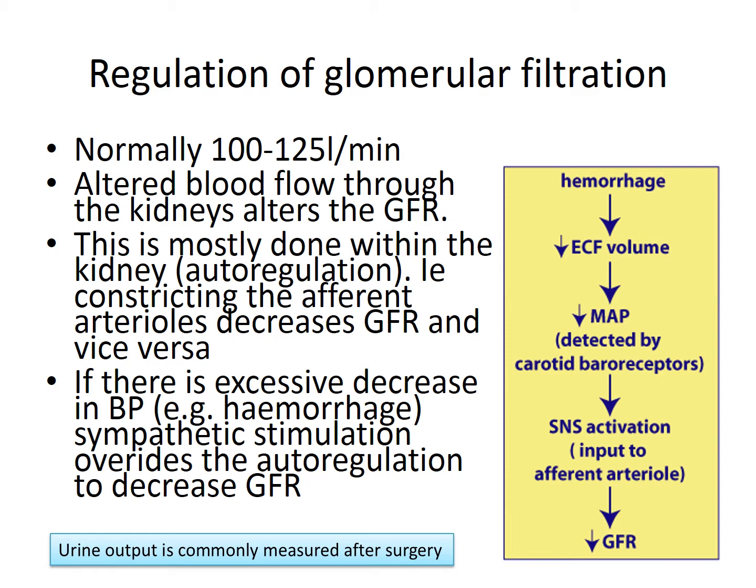They're going to pick up the fact that the mean arterial pressure has gone down. That will activate the sympathetic nervous system, which will then send a message to the kidney to constrict the afferent arteriole. That means that the glomerular filtration rate is now going to be decreased, which means you're going to produce less urine, which is a good thing if you haven't got that much fluid in your body to begin with.